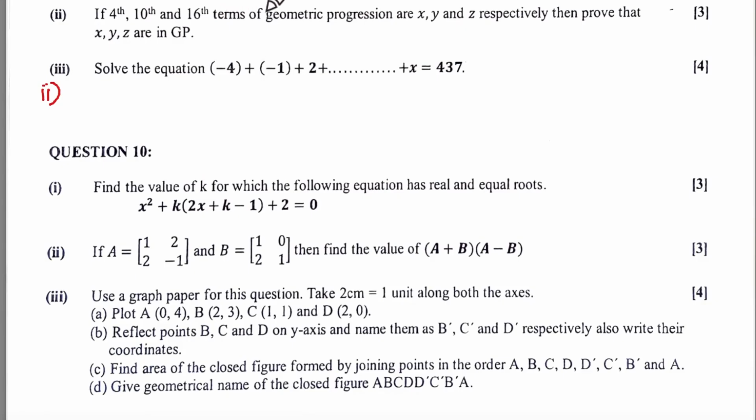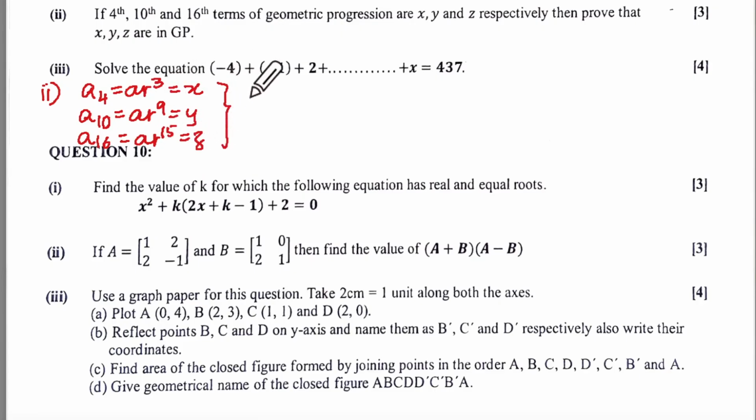The 4th, 10th, and 16th terms of a GP are X, Y and Z. So your A4 is going to be AR cube, which is equal to X. Then A10, the 10th term, will be AR to the power 9, which will be Y. And A16 will be AR to the power 15, which is equal to Z. And when you write this, you must write the general term AN is equal to AR to the power N minus 1.